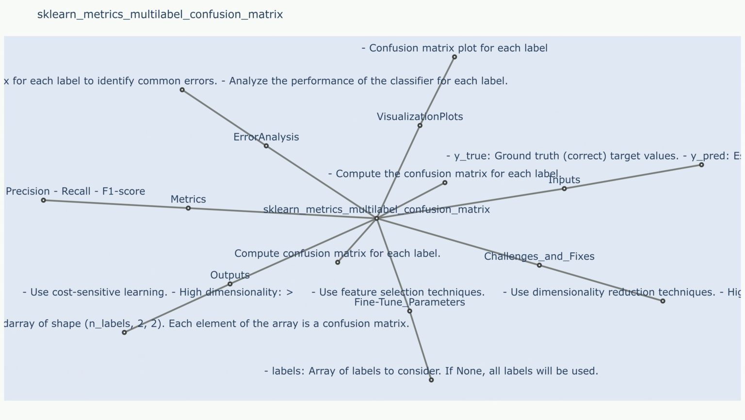Metrics: accuracy, the proportion of correct predictions for a label. It's calculated as (TP+TN)/(TP+TN+FP+FN). Precision, the proportion of positive predictions that are correct.